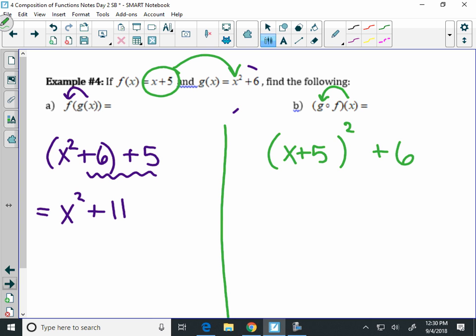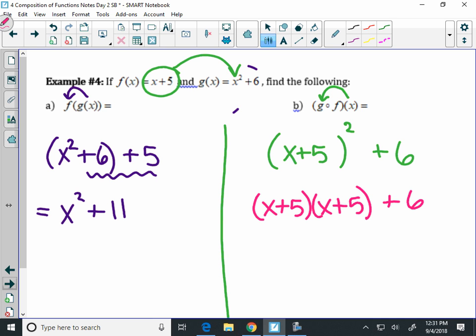Do what? Not really distribute the square. We've done this a couple times. Remember, don't write this down. This is not equal to x squared plus 25. That is not the right answer. What do you have to do? You have to write it twice. You have to rewrite this as x plus 5 times x plus 5.